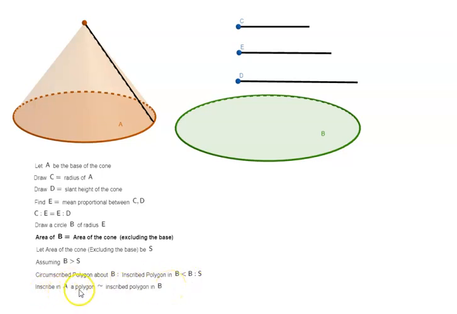Now inscribe in A a polygon similar to the inscribed polygon in B, and construct a pyramid on the polygon in A with the same apex as that of the cone. So polygon in A is to polygon in B as C square is to E square, since inscribed polygons are in duplicate ratio of the radii of the circles in which they have been inscribed. Or we can say polygon in A is to polygon in B is equal to C is to D.